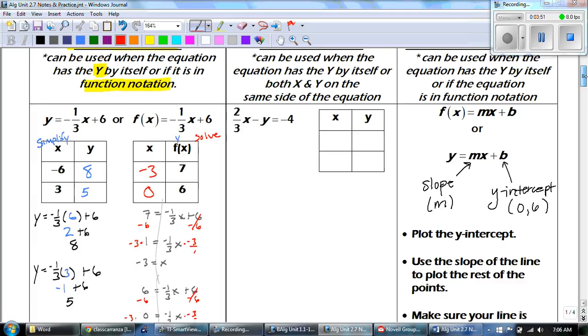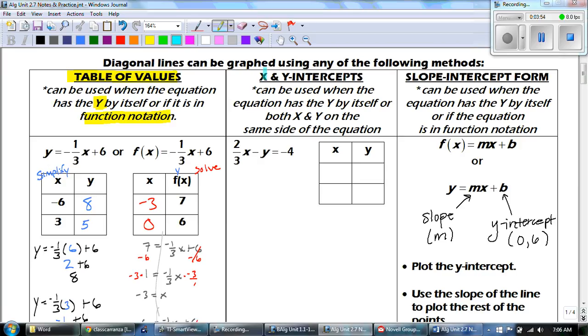So after we talked about table of values, then we discussed x and y intercepts. That can be used when the equation has the y by itself or both x and y on the same side of the equation. So when I draw my line down the middle, I see that the x and y are on the same side. So what I'm going to do is solve twice. Once I'm going to let x equal 0, and the other time I'm going to let y equal 0. It doesn't matter which one you do first. So we'll let x equal 0 first.